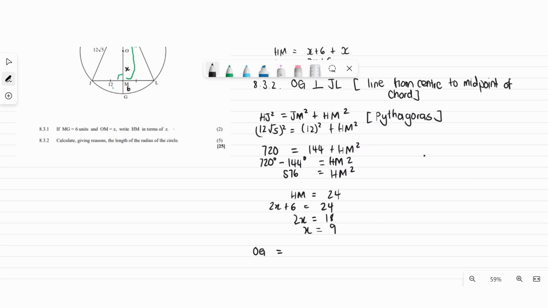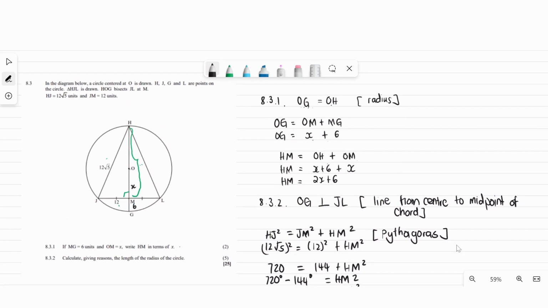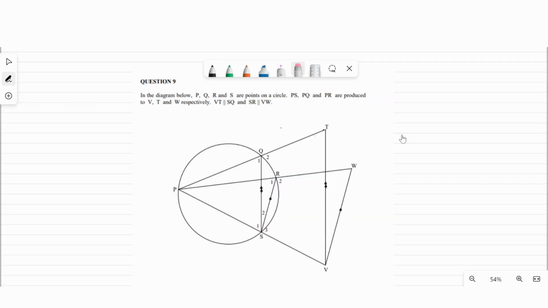So therefore OG is equal to what? Is equal to OM plus MG. What is OM? OM is 9. It's the 9 that we found, which is x. So this is going to be 9 plus the 6 that they gave us. Therefore, it's going to be equal to 15 units. So OG is equal to 15 units. And remember that OG and OH were radii. So we have answered this question. So now let's do question 9.